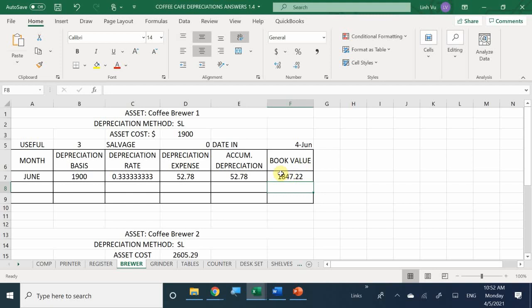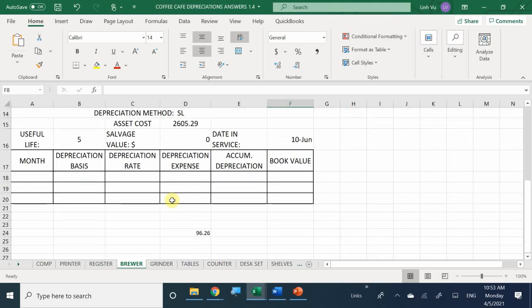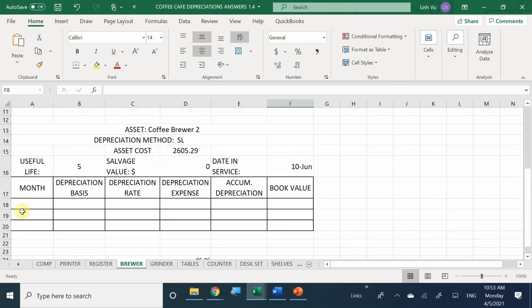It's unnecessary really to have to do the accumulated depreciation and book value unless you plan to do it for the next month. But in this case, I just need you to get to the depreciation expense, and that's good enough because we're only calculating for the month of June. Okay, there you go. So now we've got to do the same thing for my second coffee brewer, for the month of June.